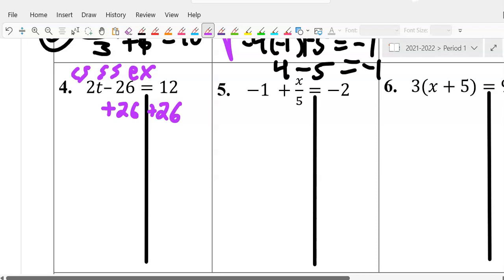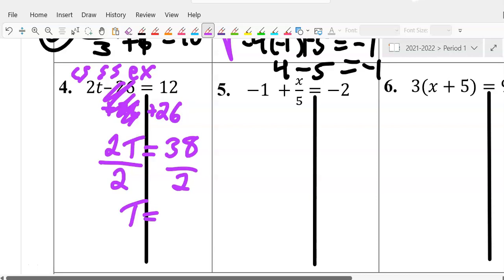Alright, so that gets rid of our 26, right? Yeah. So 2t is equal to? Positive 19. Careful, 12 plus 26. We need to add those, right? So it's 38. Good. Okay, now what? Divide by? Positive 2. Say positive 2, very good. And do you know that answer? Positive 19. Cool.